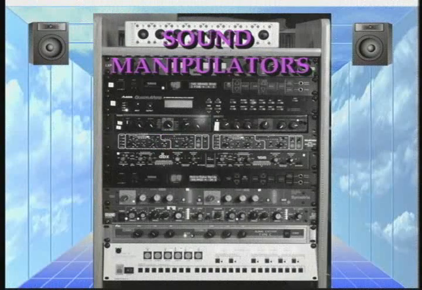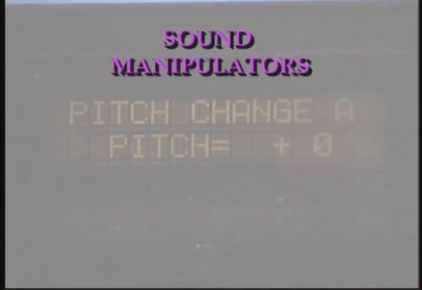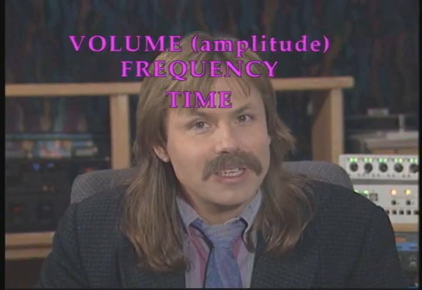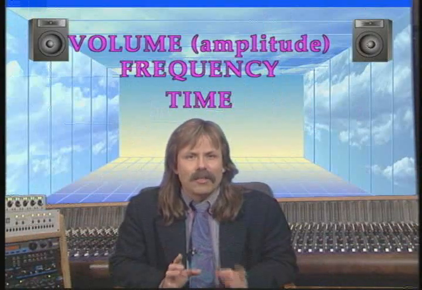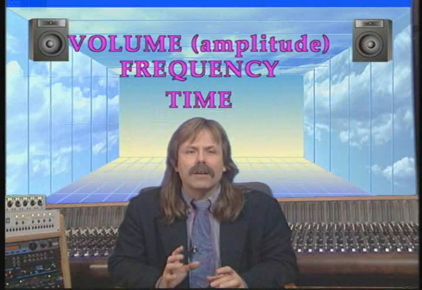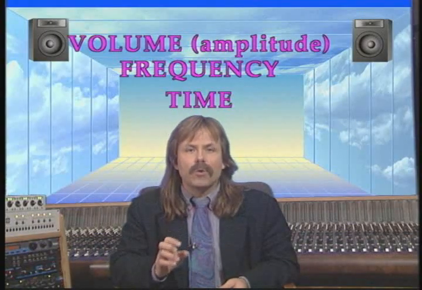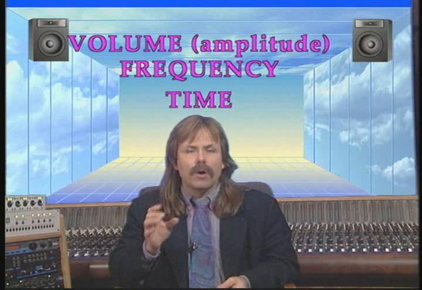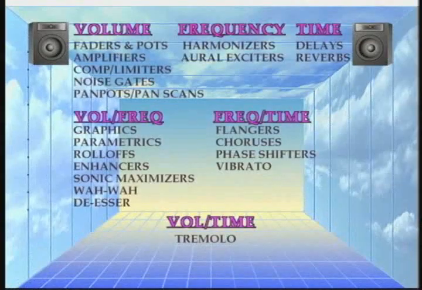But it is sound manipulators that we are here for. This includes effects and processing that are used to change or add to a sound after it has been created. Now, there are only 3 components to sound: volume or amplitude, frequency, and time. That's all she wrote. Every single sound in the world can be described fully and completely by these 3 components. Therefore, every piece of equipment in the studio controls one or more of these 3 parameters. Here's a chart showing all the sound manipulators in the studio.